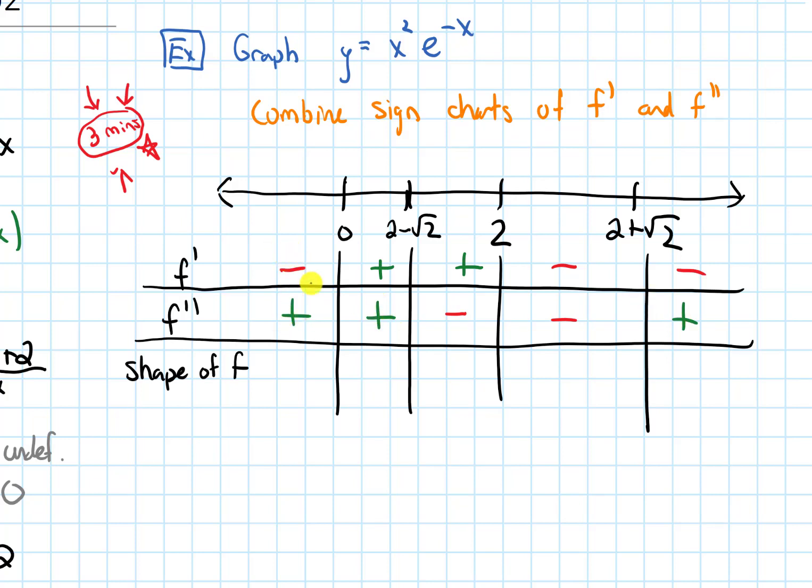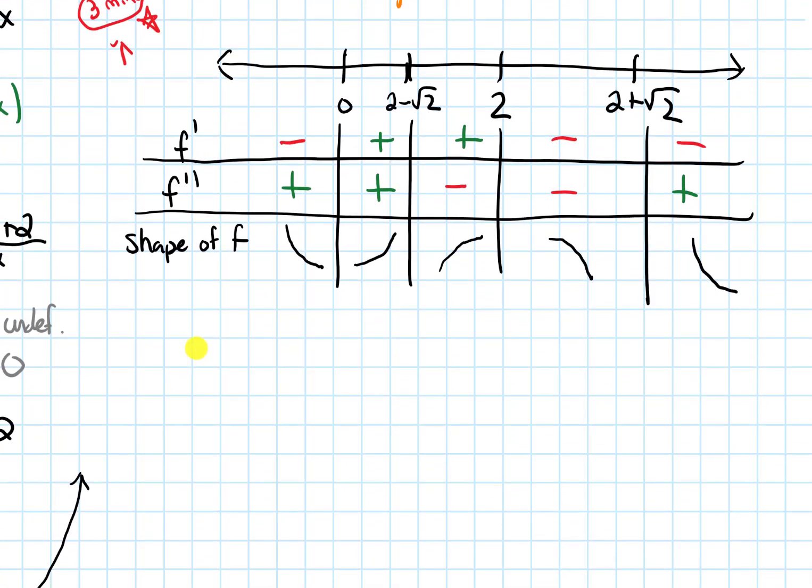Based off of that, I'm going to do the first column slowly, and the remainder more quickly. F prime being negative means my function is decreasing. And the second derivative being positive means my function is concave up. So decreasing concave up looks like this. The next one is increasing concave up. Then I have increasing concave down. Then I have decreasing concave down. And then I have decreasing concave up. So those are what the pieces are going to be. Now let's try to put this together.